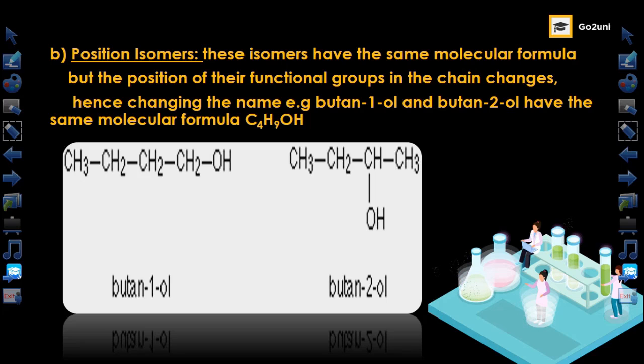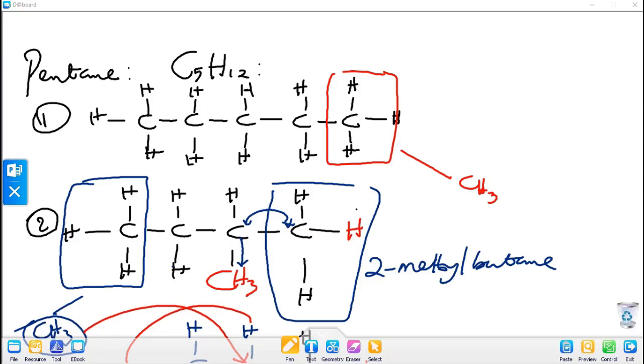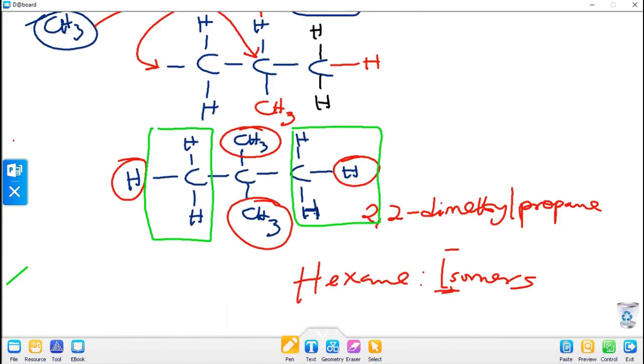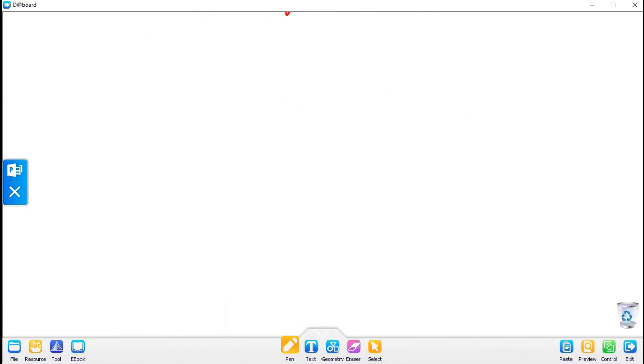So positional isomers or position isomers are isomers that have the same molecular formula, but the position of their functional group in the chain changes, hence changing the name of the hydrocarbon itself. Butan-1-ol and butan-2-ol. Let us take a look at what we are talking about. Let's get to understand what that compound is. So we have butan-1-ol and butan-2-ol.